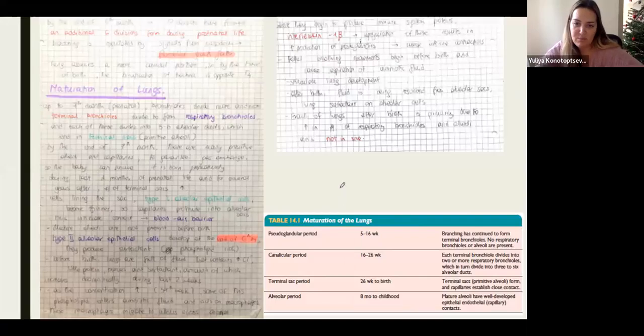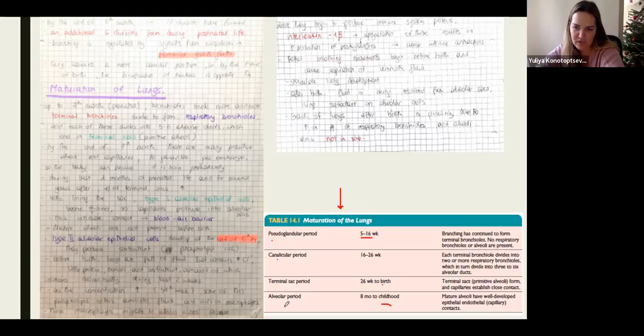Now, this is important. They're going to ask you if you pick this topic. So different periods of maturation. You have to know the weeks. Just choose like until 16th, until 26, right? Birth and then childhood. Just choose like one, it will be enough. We have pseudoglandular, canalicular, terminal sac, and alveolar period.